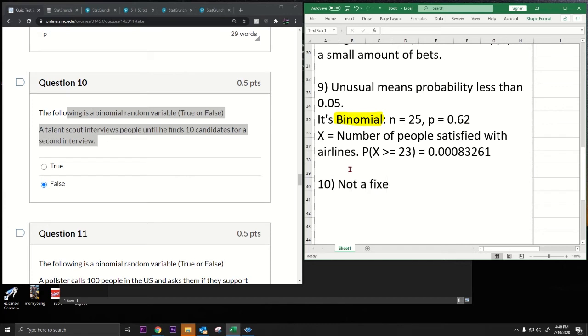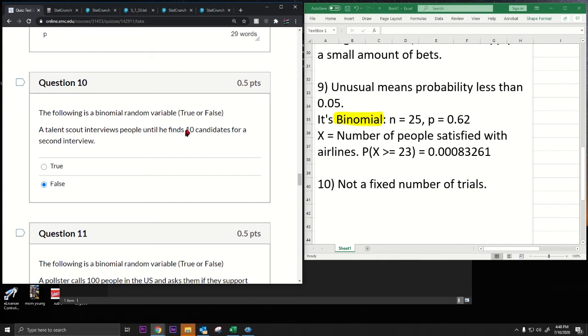Not a fixed number of trials. Problem is, there's no n. It seems like there's an n. It's tricky though. It seems like there's an n because it says 10, right? It seems like n is 10, but it's not. That's how many candidates he needs or she needs. The talent scout. They need 10 candidates.